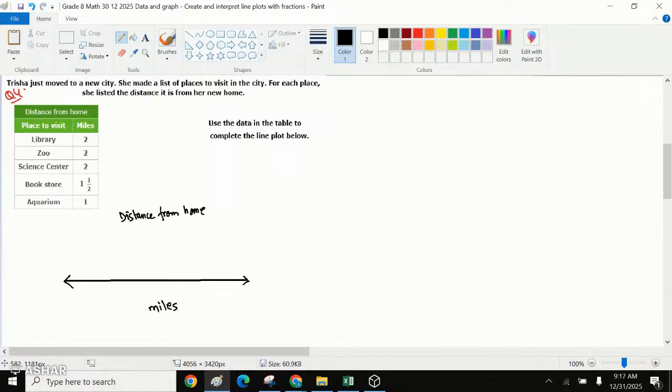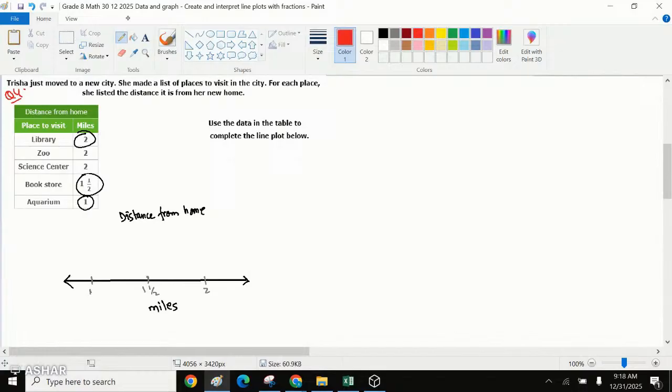The important thing we need to see is what is the breakup? What should we label on the line plot? When we see the miles, we can see a 2, we can see 1.5, and we can see a 1. These are the only 3 distances we can see. So we just need to mark these 3 points: 1, 1.5, and 2. We do not need any other distance, because it's not a requirement. It's not there as a part of the question. So let's see.